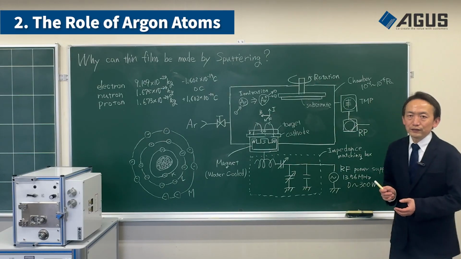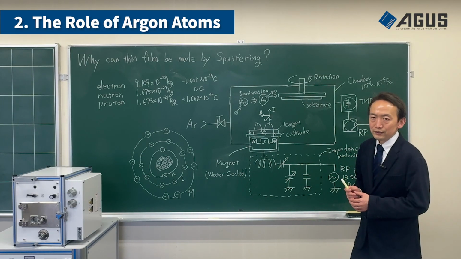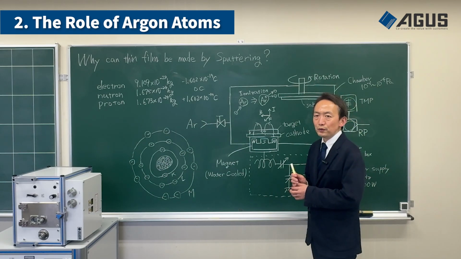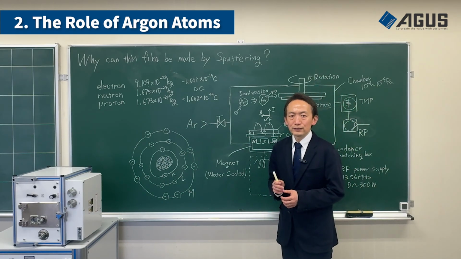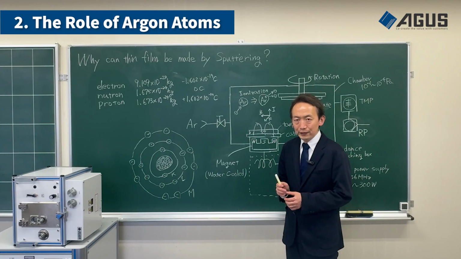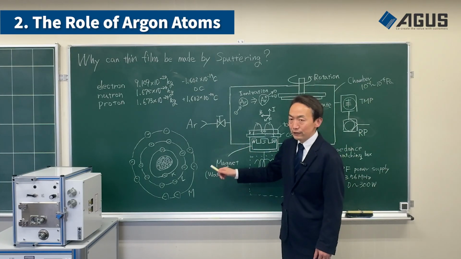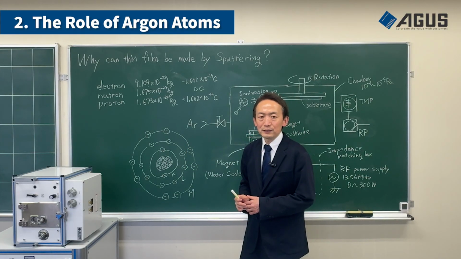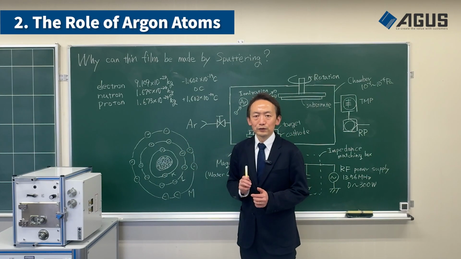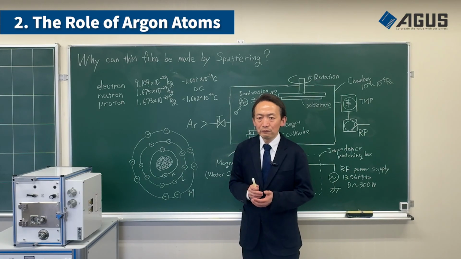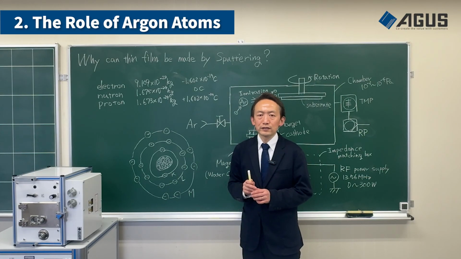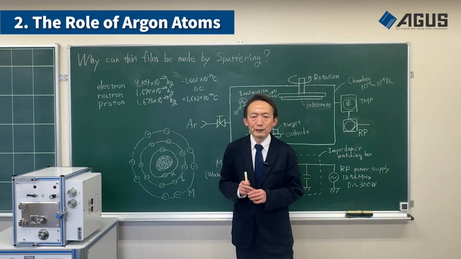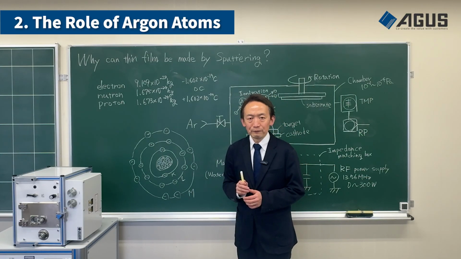Next, let's take a closer look at argon atoms, which play a very important role in sputtering. Argon has an atomic number of 18. Its outermost shell contains 8 electrons, which makes argon chemically very stable. This is called a noble gas, while there are other noble gases like helium and neon. Argon is commonly used because it is contained in the atmosphere and is easy to obtain.